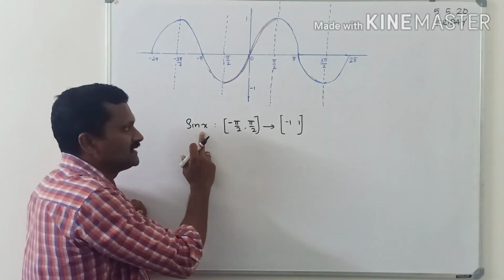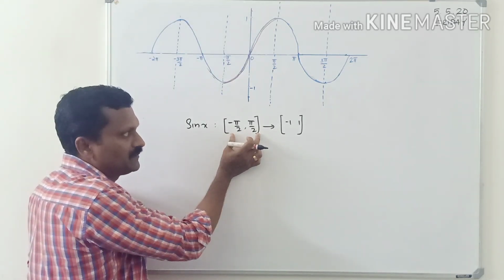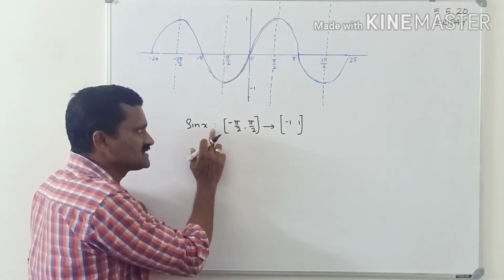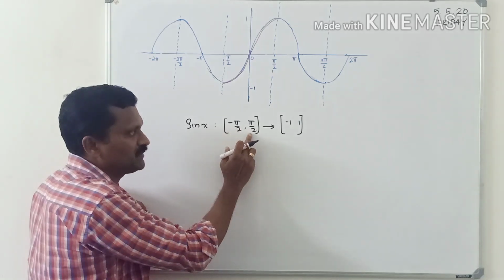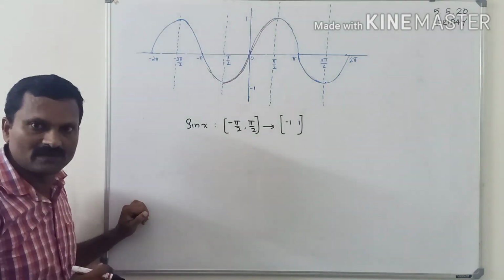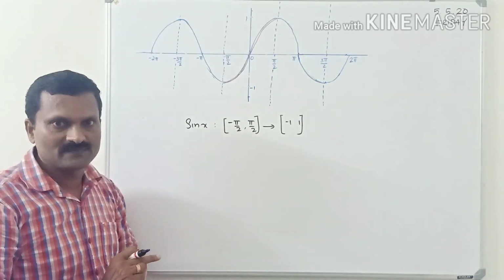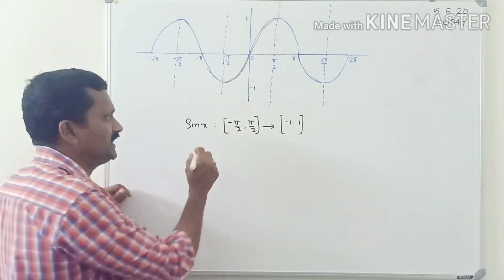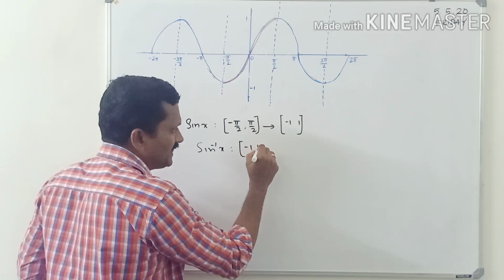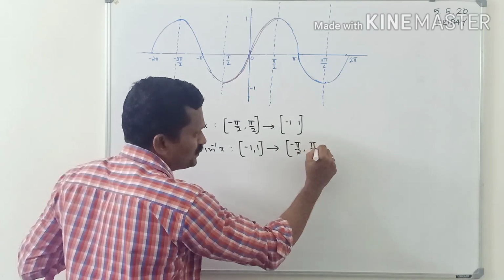That is, sin x is invertible in the interval minus pi by 2 to pi by 2 with range closed interval minus 1, 1. That is, sin x from closed interval minus pi by 2, pi by 2 to closed interval minus 1, 1 is invertible. Therefore, the inverse of sin x exists in this interval. That is, sin inverse x can be defined as sin inverse x from closed interval minus 1, 1 to closed interval minus pi by 2, pi by 2.